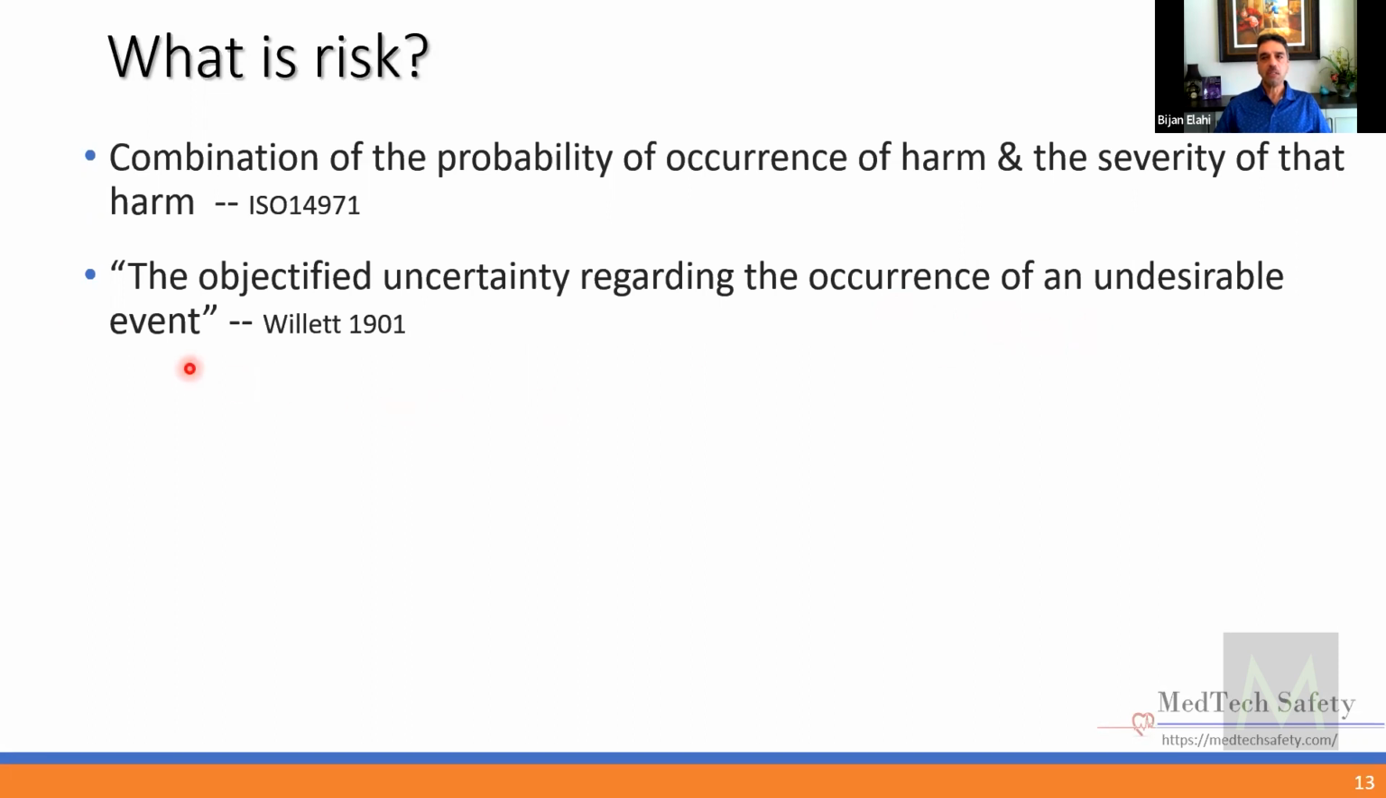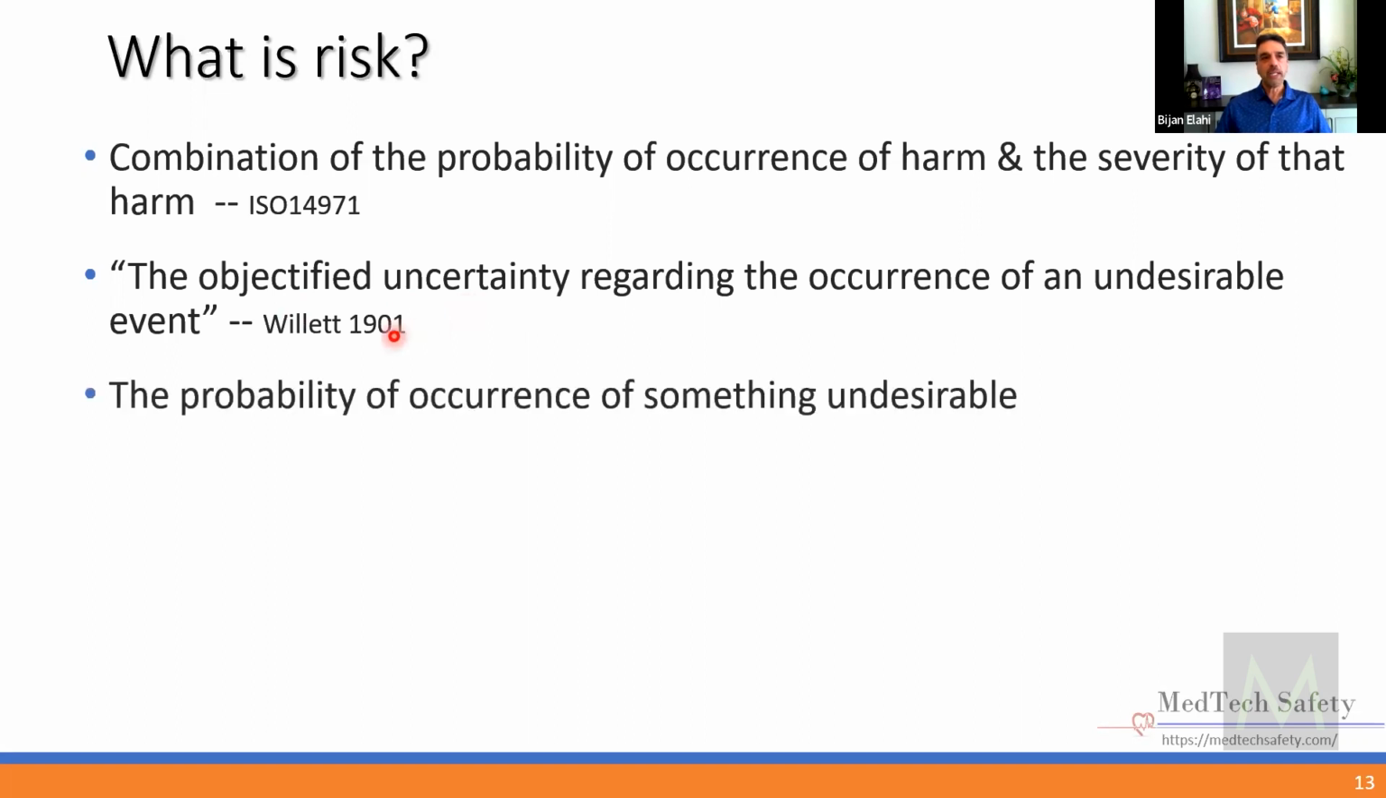So if you think about it, we never think of risk as about good things. You never worry about what is the risk of having a healthy child, or what is the risk of getting a great job. We worry about things we don't like to happen. So risk really is about undesirable events. The other part is about objectified uncertainty. So it's really talking about a probability. If I were to restate this in a more modern language, it would be this: risk is the probability of occurrence of something undesirable.